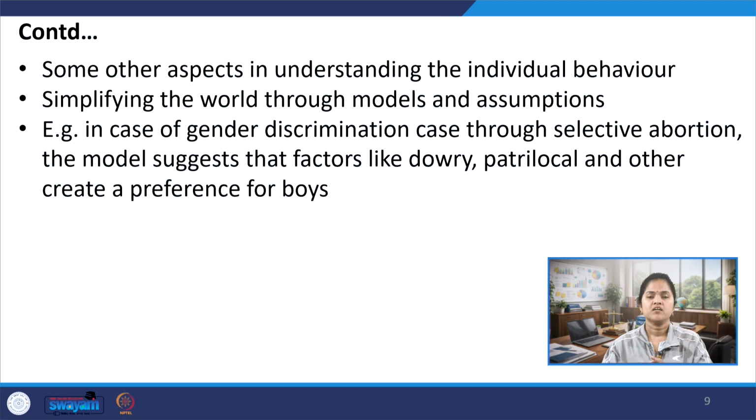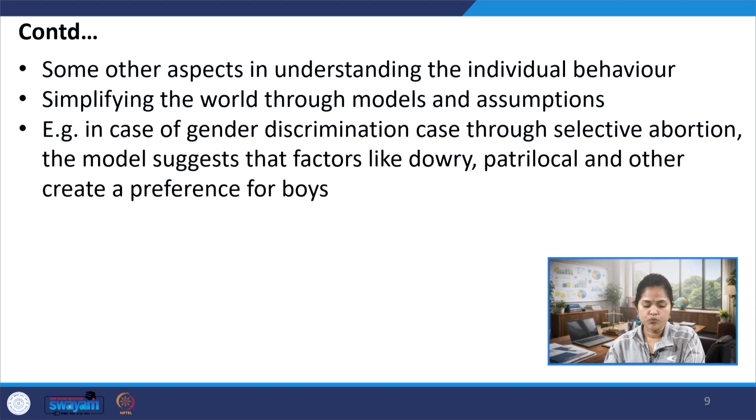And what are the factors that we can find? So we have to take into account the model, and based on this model, we are using some data set, and by using this data set, we can identify what are the factors that can be attributed for this gender discrimination, and why at all we are finding some states are having very discriminated sex ratios.